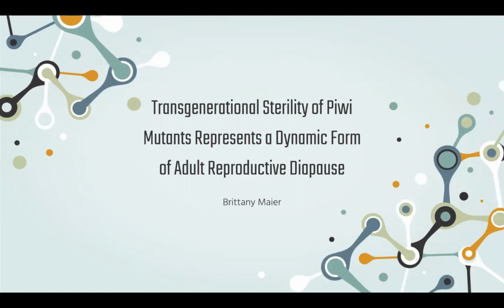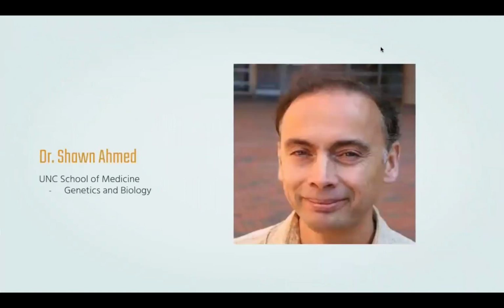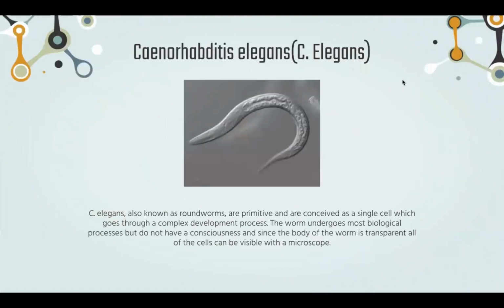The research paper that I have found is called Transgenerational Sterility of Piwi mutants represents a dynamic form of adult reproductive diapause. This paper was worked on by many researchers, one of which was Dr. Shani Maud. Dr. Shani Maud is a professor at the UNC School of Medicine, and he specializes in genetics and biology. The researchers looked at C. elegans, also known as roundworms.